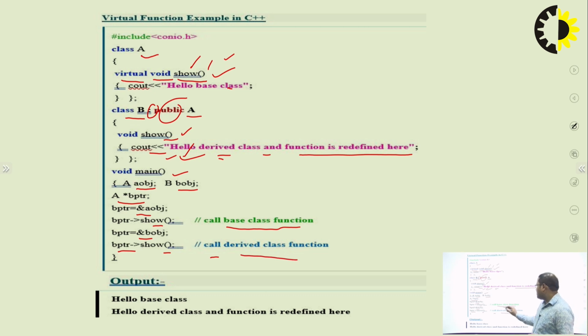So firstly, due to this line the base class function is called, so as output hello base class will be printed. Now here the derived class function is called, so the output will be hello derived class and the function is redefined here. So this was the concept of virtual function.